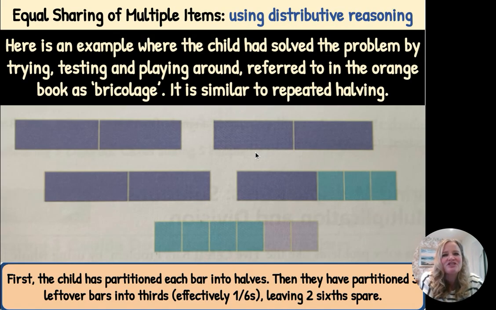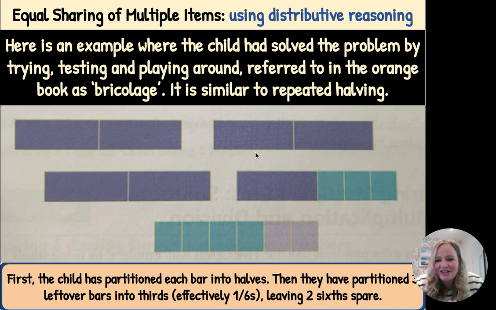Here's an example where the child solved the problem by trying and testing and playing around. This is referred to in the Orange book as a system called bricolage, which is similar to repeated halving, but because of the nature of this specific problem, that it's 5 divided into 7, it's not as simple as just halving it. You have to do it quite a lot of times. So it's the bricolage, that building up of halving it, then dividing it again, then dividing it again. And I'll show you what I mean by that.